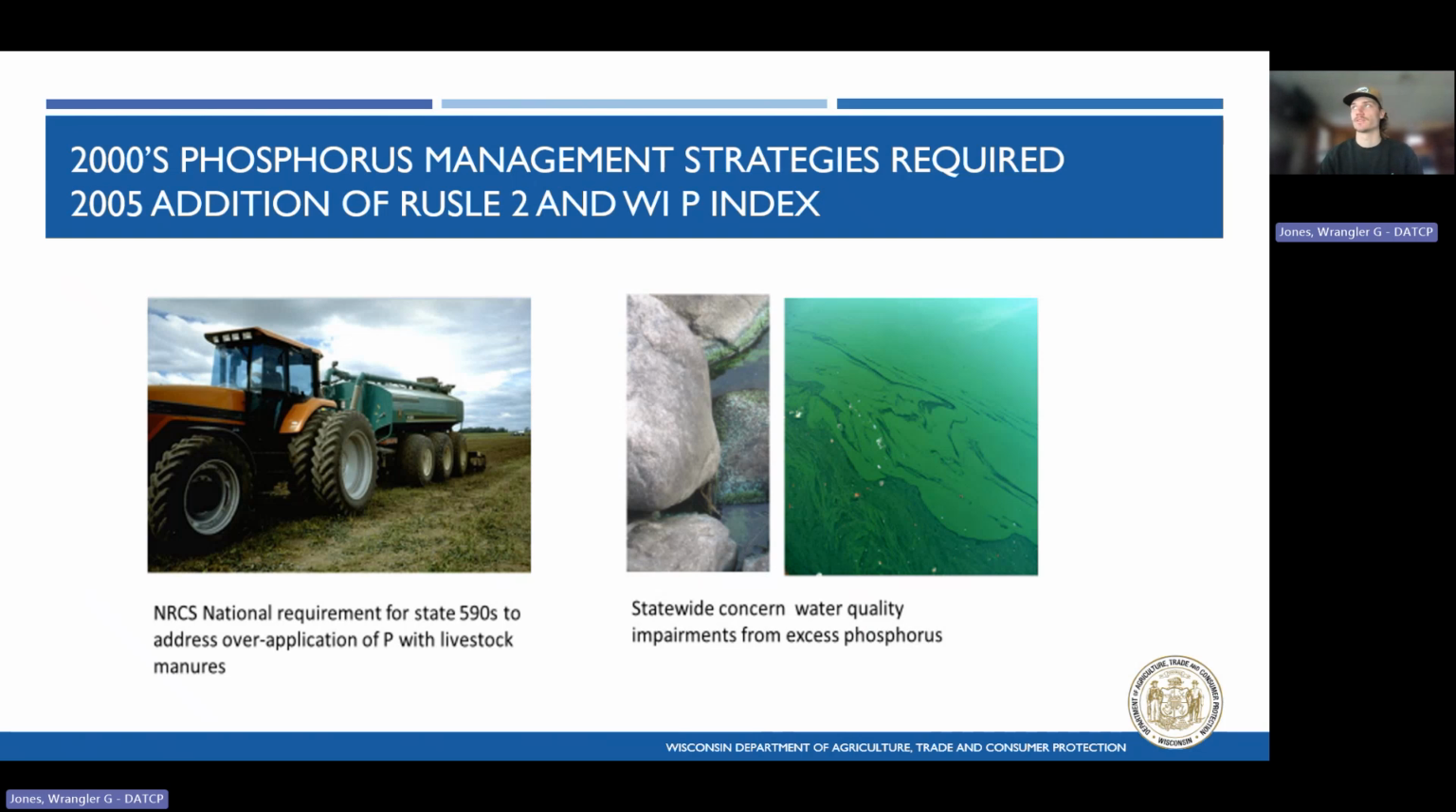So in the 2000s, phosphorus management strategies were required. In 2005, the addition of RUSLE2 and the Wisconsin Phosphorus Index was added. So NRCS's national requirement for the state 590s was to address our over-application of phosphorus with livestock manures, which was leading to a statewide concern with our water quality impairments from excess phosphorus in the water.